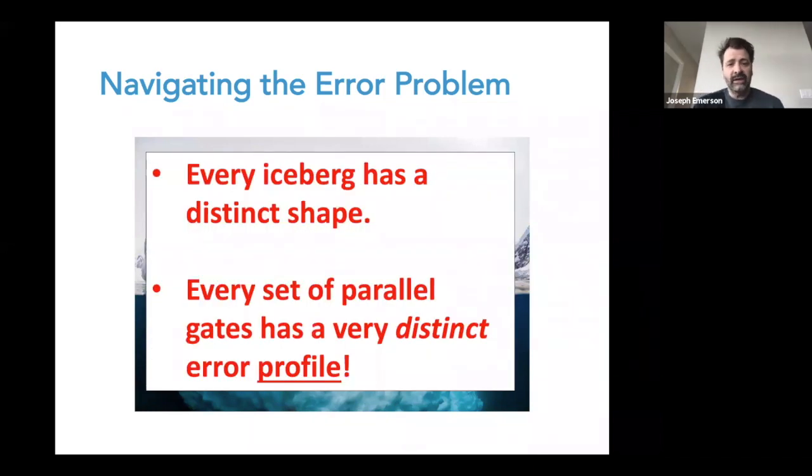The point here is that just like every iceberg has a distinct shape, every different combination of gates you want to apply in the context of an application is going to have a distinct error profile. So there's not a one-size-fits-all solution to understanding errors. We have to really get into the specifics of what's being done and how the errors change as we change what we're doing.